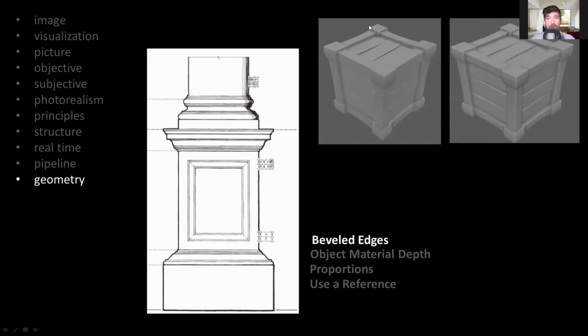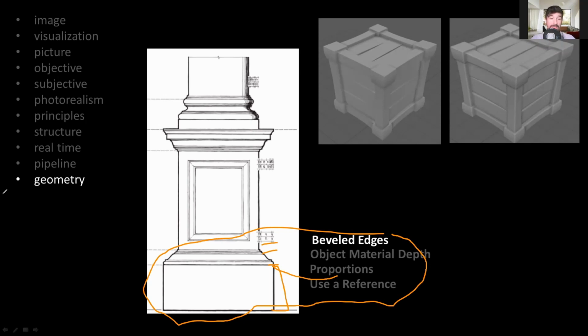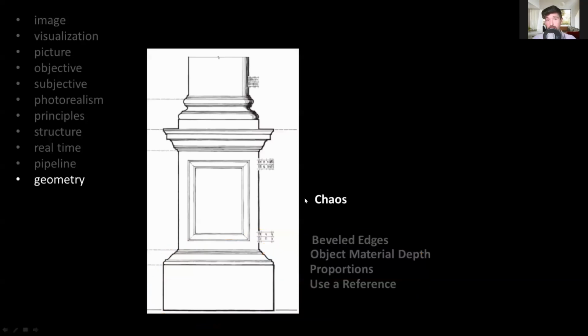Now, as we can see, these four principles are very low or connected to the base of this pillar here, where using a reference is a major part, while the proportions and object material depth and beveled edges contribute, but not in a large amount or not as significantly as the next principle, which is the chaos part.